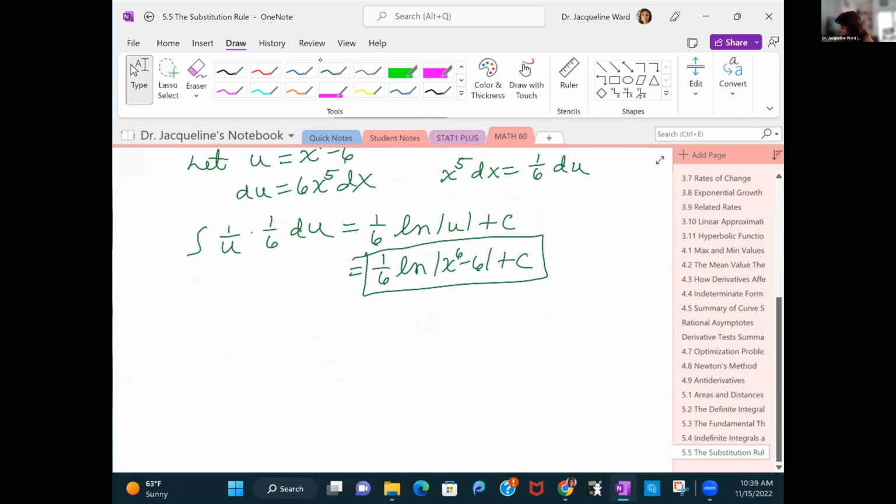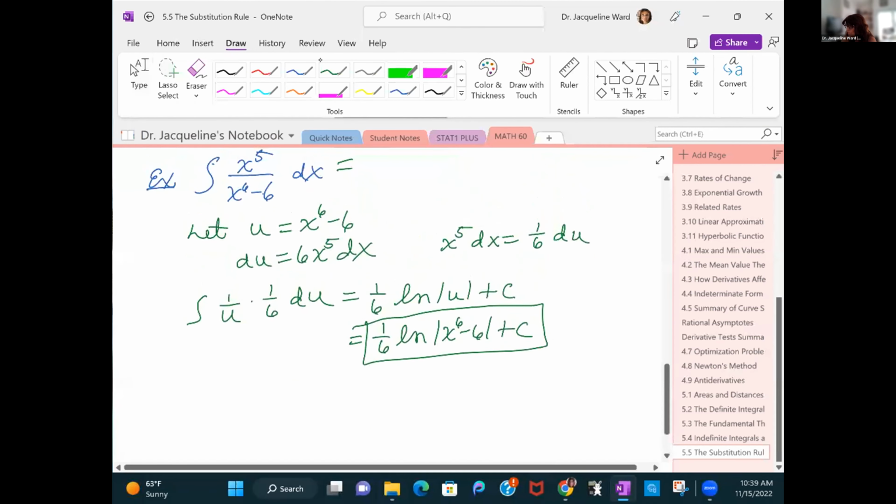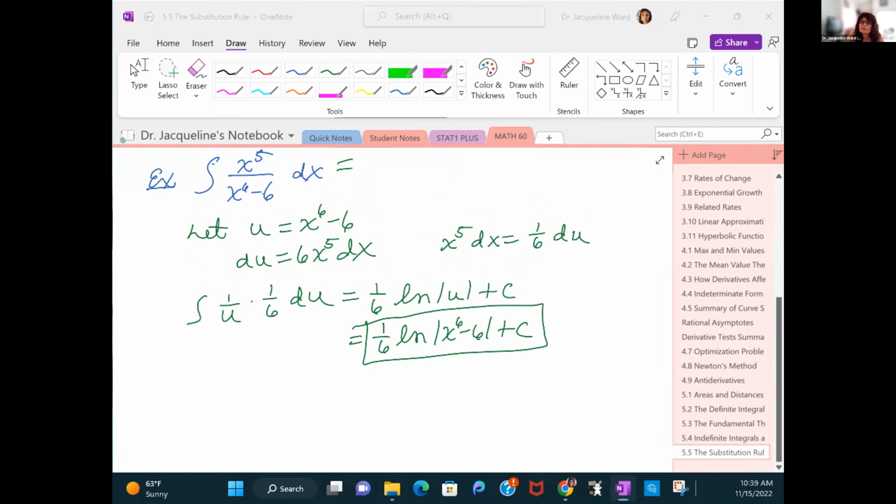How are we supposed to know this is an absolute value if we're doing this problem on our own? It's on the cheat sheet as a formula. The log thing? Yeah. It's one of those integrals to know. Okay.